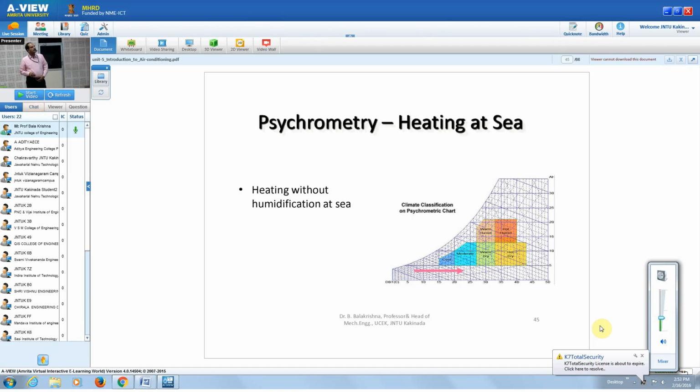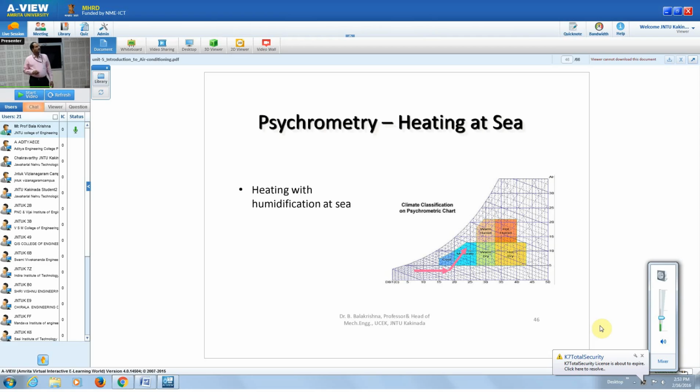Then heating at C. Heating without humidification at C, this arrow at C means maybe the temperature, there is a liquid region, right? C means liquid region, that's why the temperature is increasing, heating at C. Okay?